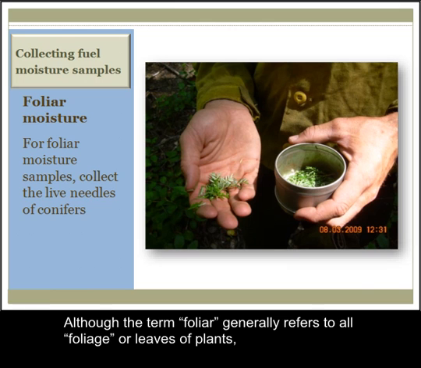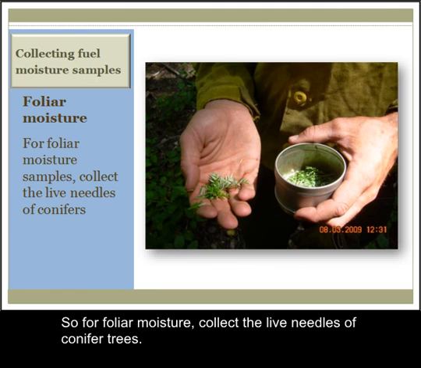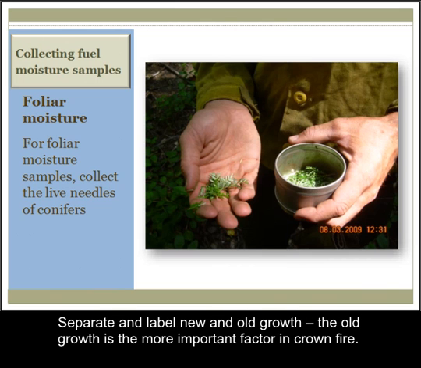Although the term foliar generally refers to all foliage or leaves of plants, for fire behavior modeling, foliar moisture refers to the moisture of conifer needles used to predict crown fire occurrence. So for foliar moisture, collect the live needles of conifer trees. Separate and label new and old growth. The old growth is the more important factor in crown fire.